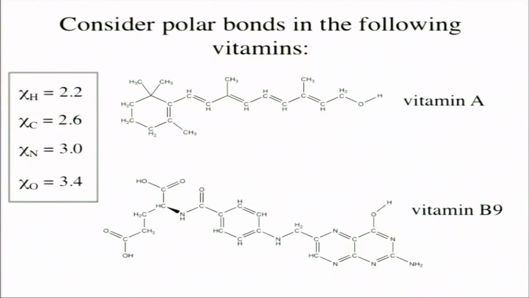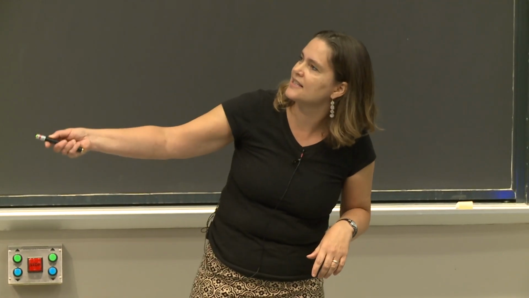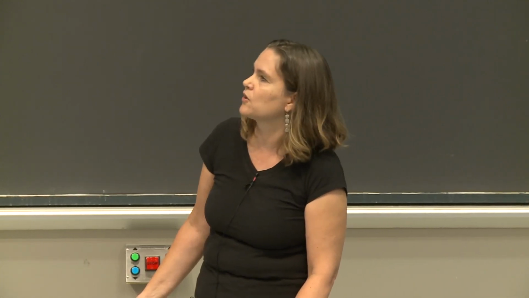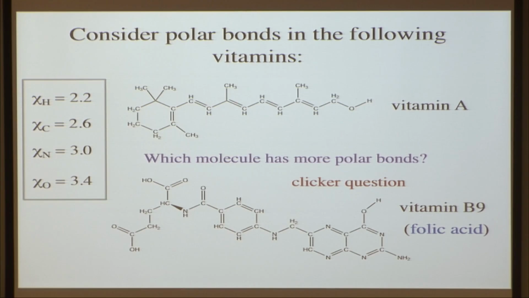So here are two vitamins, vitamin A and vitamin B9, which I think is also B10 and a number of other Bs. Its name is folic acid. They kept finding it again and again, so there's a whole gap of B vitamins where they're like, oh, B9, folic acid. B10, also folic acid. B11, I think also folic acid. B12 is something different, though. So anyway, this is a very important vitamin, and I'm actually going to come back to this molecule later in the course. But we can think about how many polar bonds it has, and that's a clicker question.